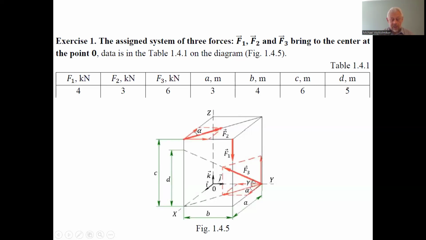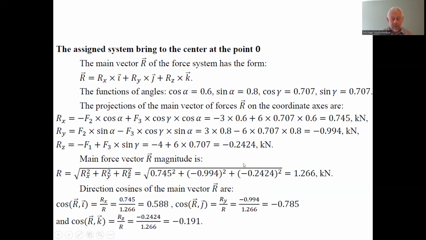First we use the cosine gamma, and next we use the cosine alpha. This is the final decision. The same we do for each of the two projections of the resultant force, on the y-axis and z-axis. The projection Ry is the two summands. The first is F2, the magnitude of force 2 multiplied by sine alpha, and minus F3.